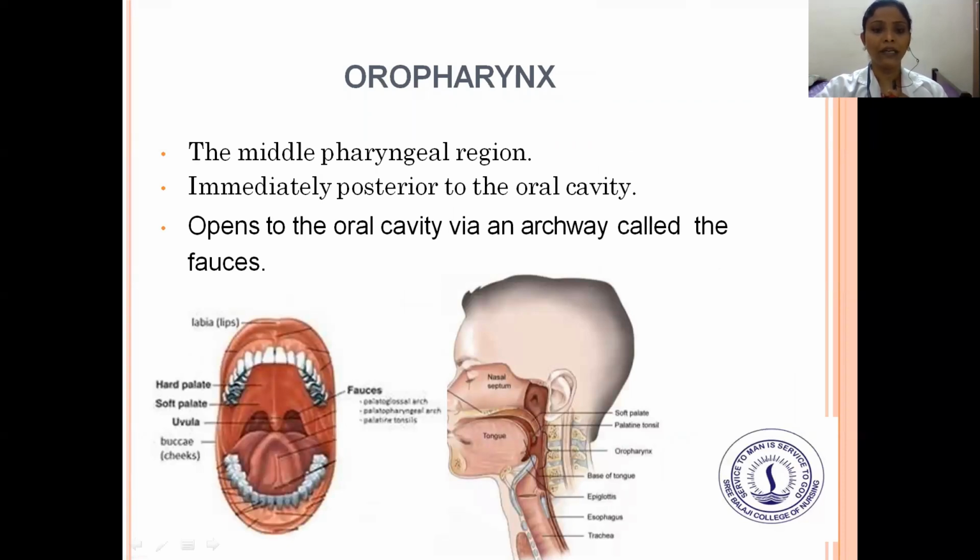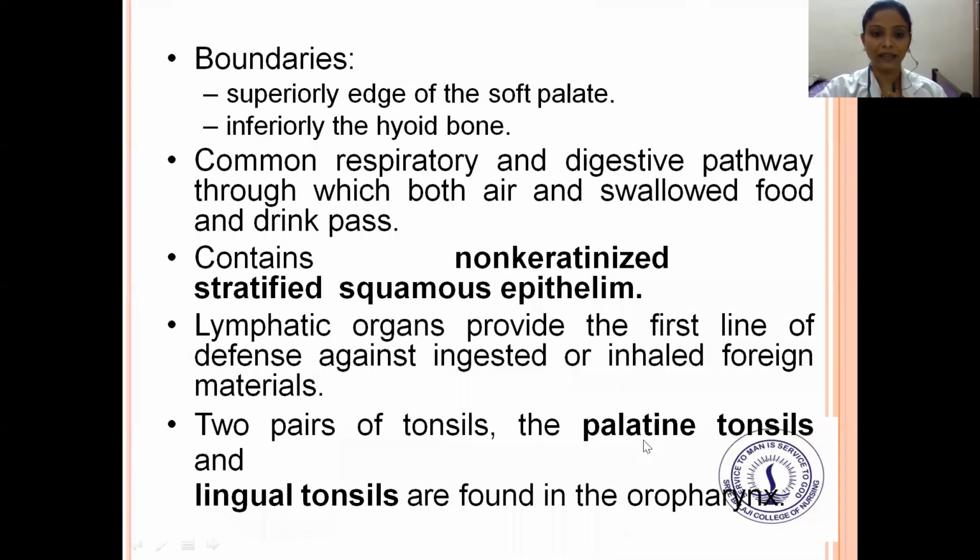The oropharynx is the middle pharyngeal region immediately posterior to the oral cavity. It opens to the oral cavity via the archway called the fauces. You can see in this open mouth that there is a narrow archway, which is called the fauces. So this is about the oropharynx.